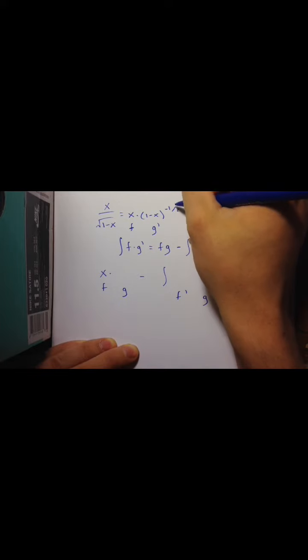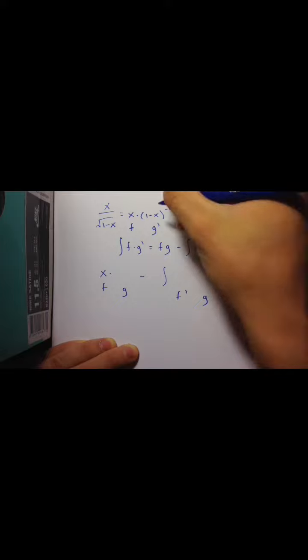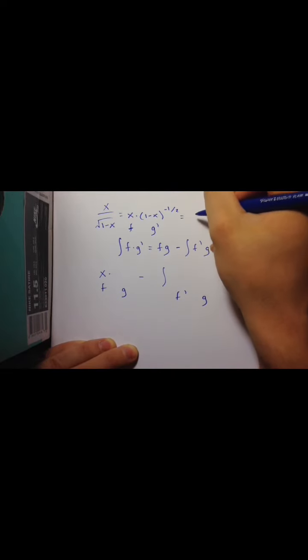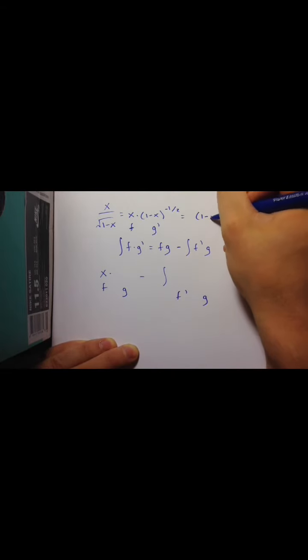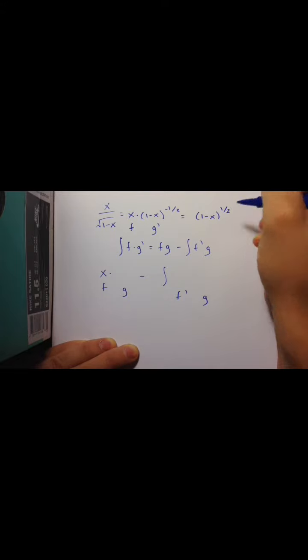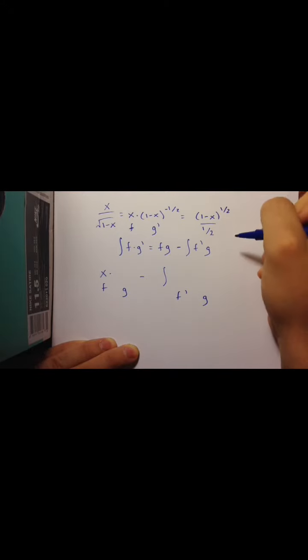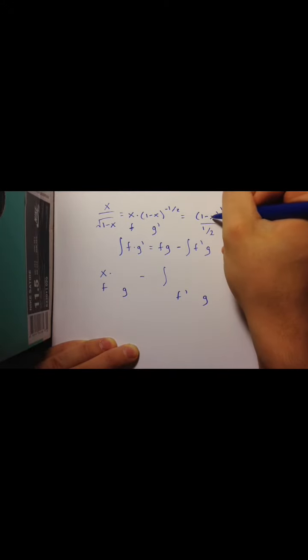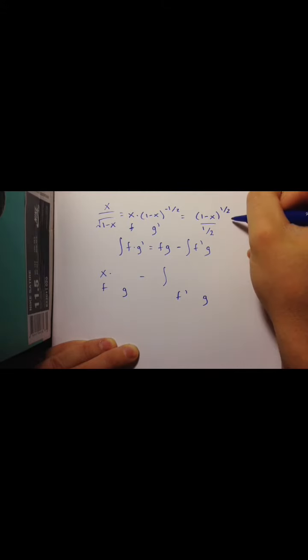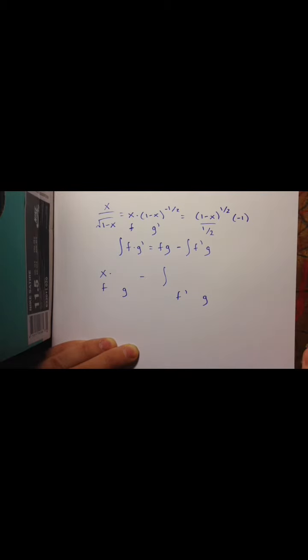Well, how do we do that? We'll just add 1 to this exponent right here, so negative 1/2 plus 1, that's going to be positive 1/2, so that's going to be 1 minus x to the positive 1/2, and then we'll divide by this new exponent, so divided by 1/2. But we're not done yet because we have this negative as a coefficient in front of the x, so what we have to do to take into account for that is multiply this whole thing by negative 1.